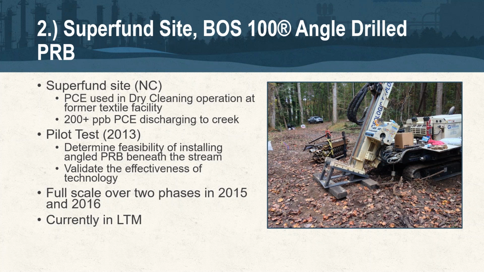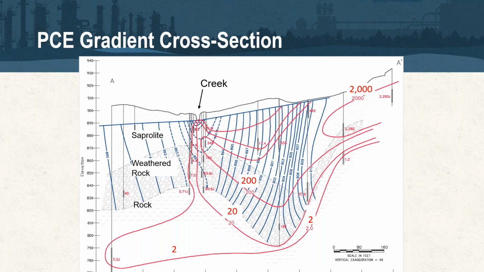One thing that's interesting about this site, or unique, excuse me, is that each of the injection points were angle drilled underneath the creek. If you look here at the map that was provided by our client, you can see that they had a series of well clusters on either side of the creek, and they were able to show through their well network that the PCE was diving down into this weathered rock and then ultimately discharging into this gaining creek. And so we were tasked with sitting up on top of the creek bank and angle injecting underneath to try to cut off the PCE discharging into that creek.